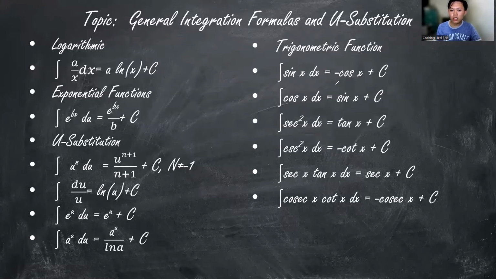This is just exactly the reverse of derivatives, as the derivative of negative cos x is equal to sine x, and the derivative of sine x is equal to cos x. Same with tan x: the derivative of tan x is equal to secant squared x, and the derivative of negative cotangent x is equal to cosecant squared x. And the same can be said for the rest of these formulas.